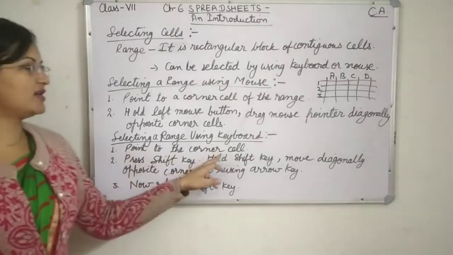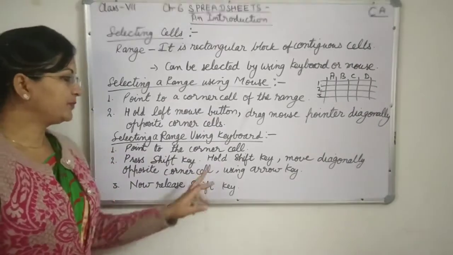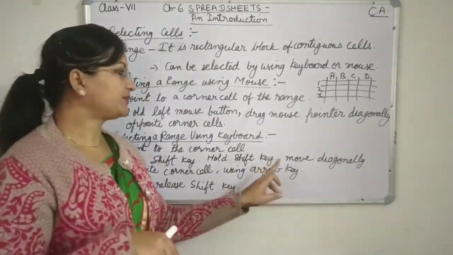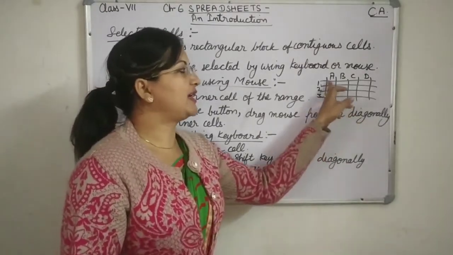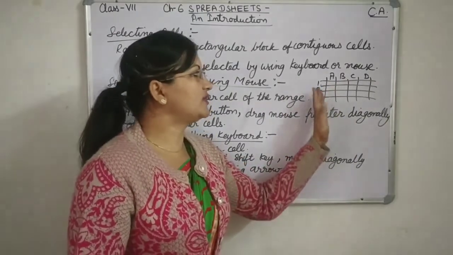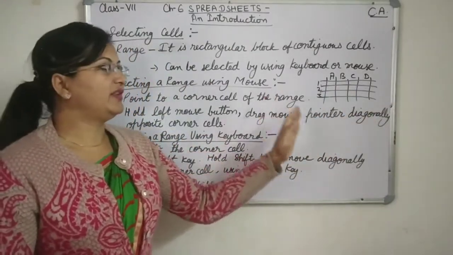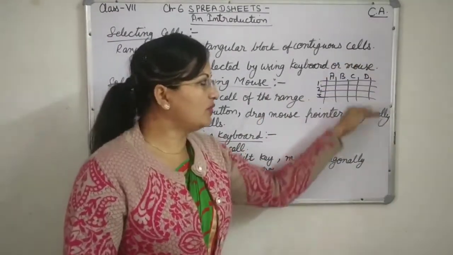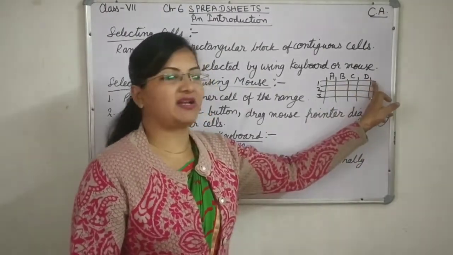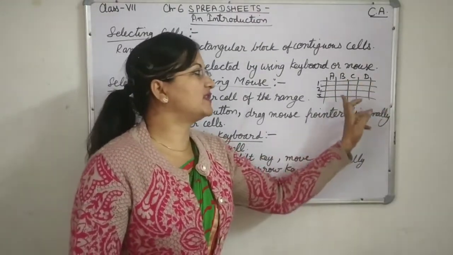Point to the corner cell here. Then press the shift key on the keyboard. Hold the shift key, do not release it. Keep pressing the shift key. We cannot move diagonally with the arrow keys. How do we go? We can simply go downwards or to the right side. We can move right with the help of the right arrow key, then move downwards with the help of the down arrow key. So to come here we use the right arrow, to go downwards we use the down arrow key, and the whole group of cells will be selected.